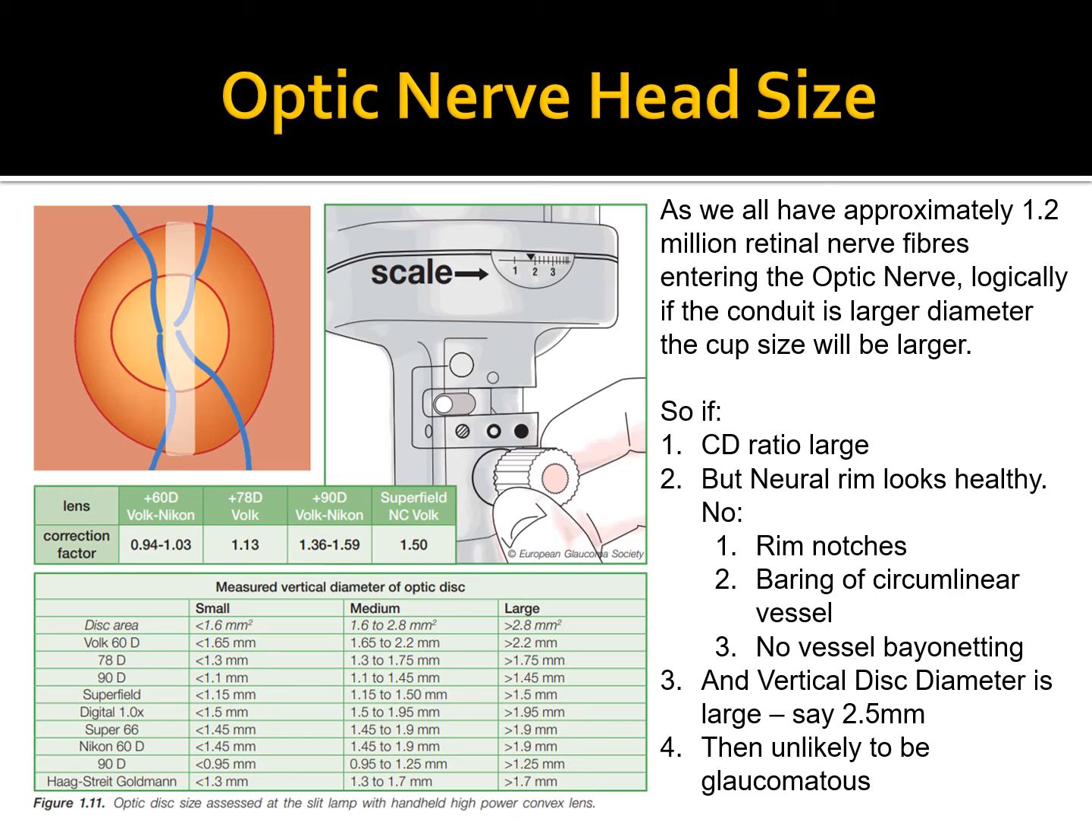And then if you say to them, well, okay, the vertical disc diameter is large, say 2.5 millimeters, then it's extremely unlikely they've got glaucoma. Now, obviously, it'd be sensible to just confirm that with a field plot or an OCT map to make absolutely certain it's within normal ranges. But so long as the fields are full, you're very, very comfortable that this is a physiological thing, and you've made the measurement to prove it.